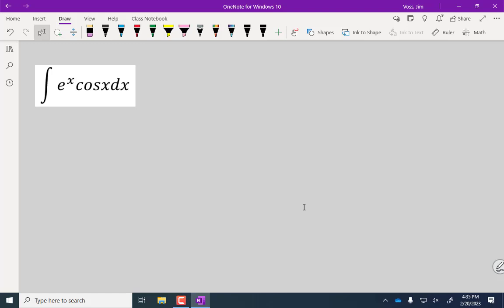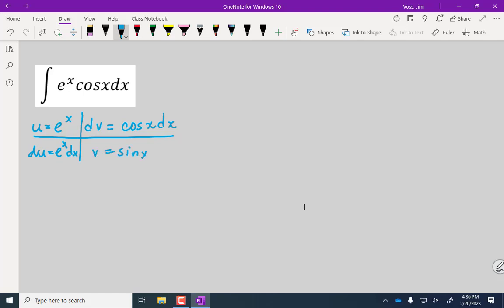All right, let's try it. It's not going to matter. You can choose your own adventure. In conclusion, add your C and forget that. You can put the cosine with u or the cosine with dv. Doesn't matter. So du will be e to the x dx. V will be sine of x.